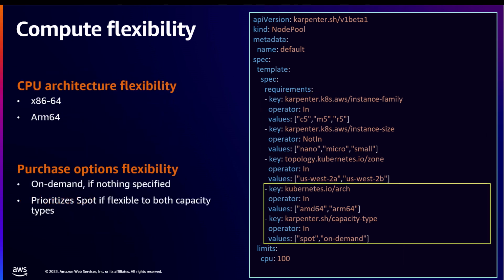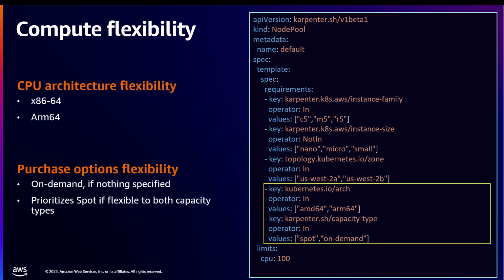Next, you can put whether you want x86 EC2 or Graviton, or purchase options such as spot or on demand. This is a really good feature. If you want to mix in spot and on demand, you can simply say spot, comma, on demand, and Karpenter will always try to prioritize spot.